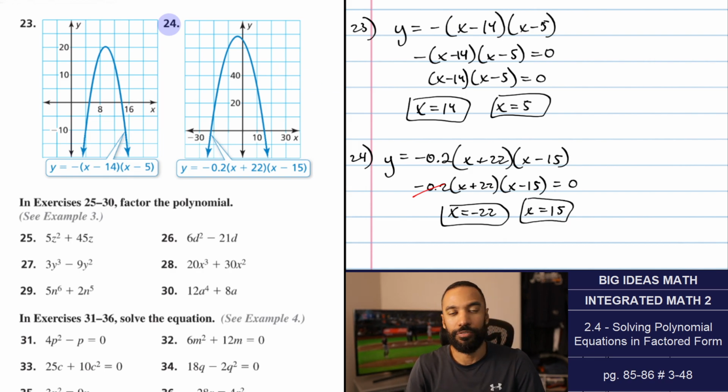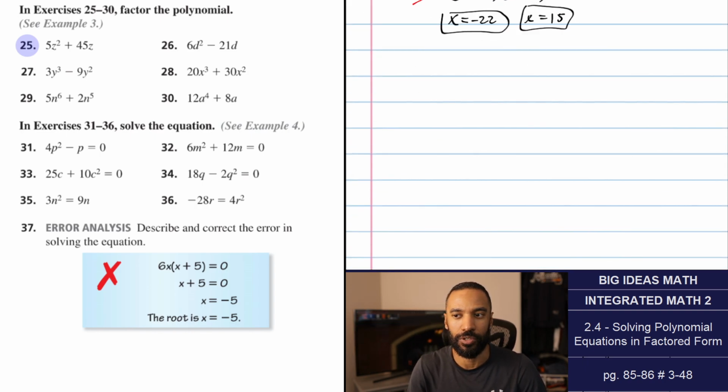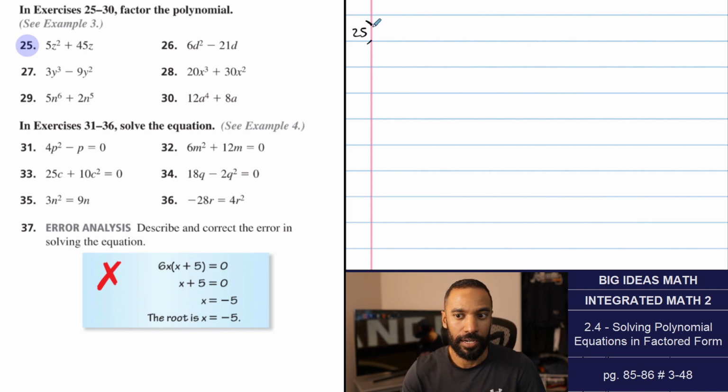Okay, that's 21 to 24, not graphing, but finding the x-intercepts for it. Let's look at 25 to 30 and factor the polynomial. There's no solving to be had. The only practice is factorization. So this is our first one together that we get to look at, minus the examples, but we get to actually work on together and fill in the blanks with them.